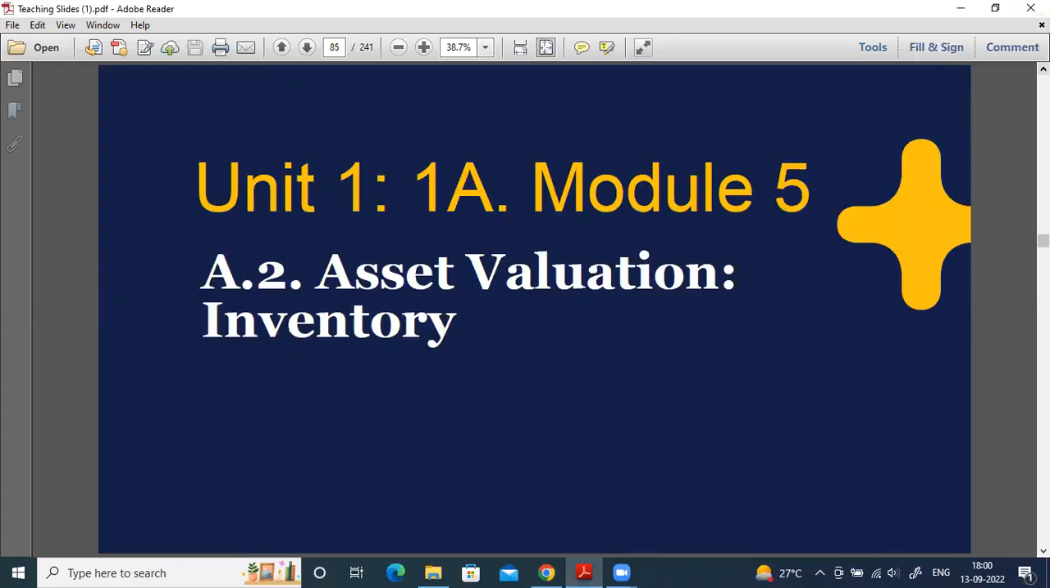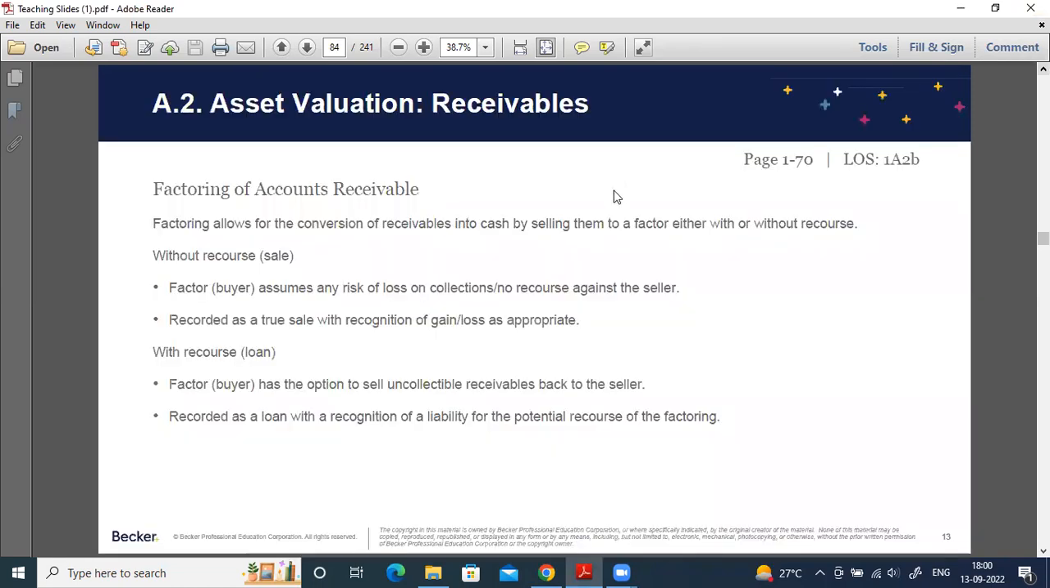I should explain this. Actually, we didn't discuss this factoring, right? Did we discuss this factoring concept? Yes, sir. Okay.